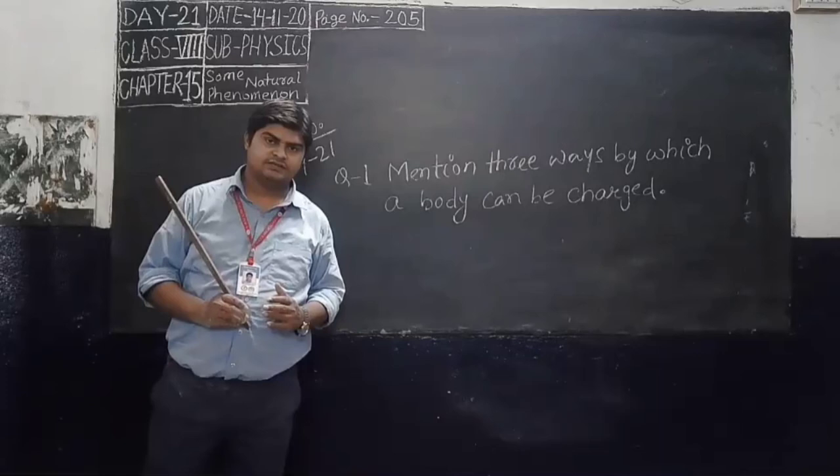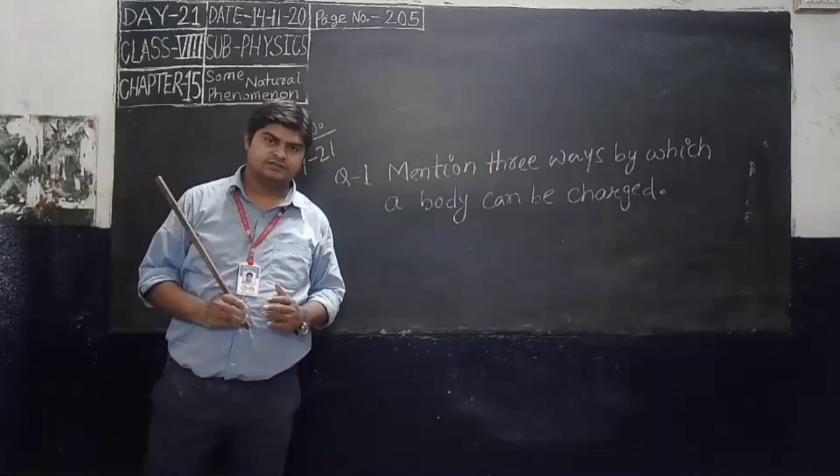Charges in motion constitute electric current. When charge moves from one body to another, it is called electric current. When charge does not move, it is called static charge. Students, today I have discussed some examples of production of charges when two or more things are rubbed. So today's class is over.